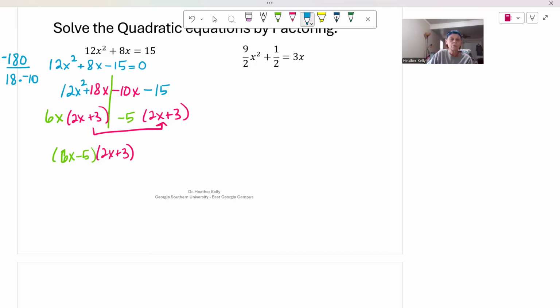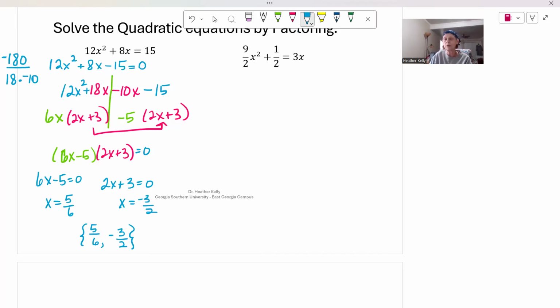equals 0. And now we have 6x minus 5 equals 0 and 2x plus 3 equals 0. X is equal to 5/6. X is equal to negative 3/2. I believe your homework has you put it maybe like this in some brackets, but it has a spot for you to put everything in.